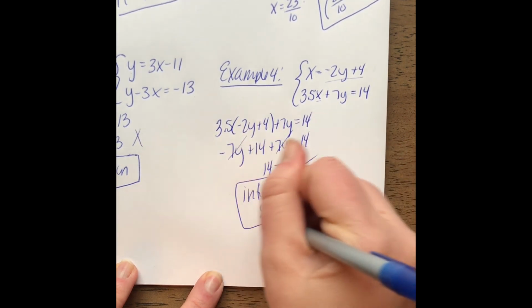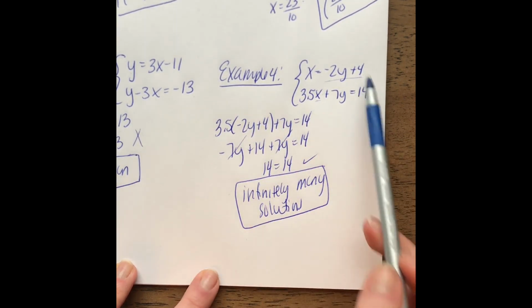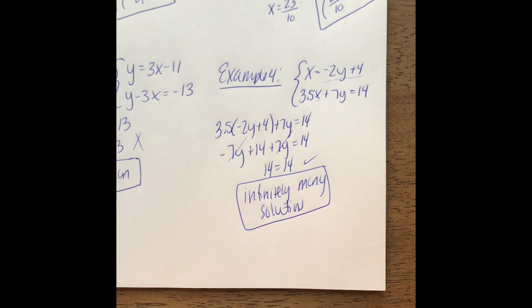Again, what that means is, if we were to graph this line and this line, they would end up being the same.